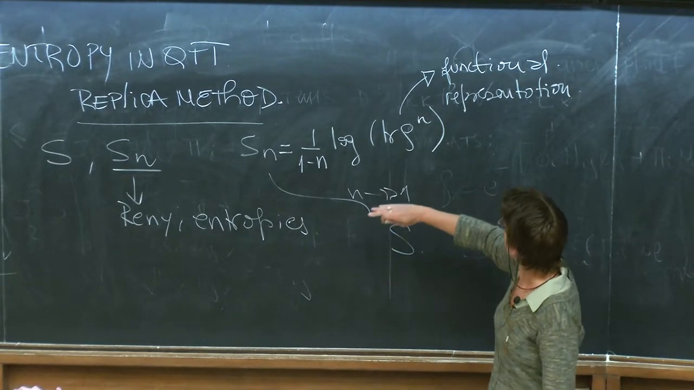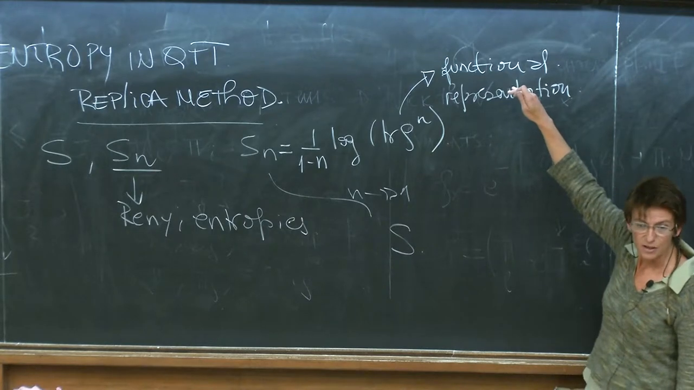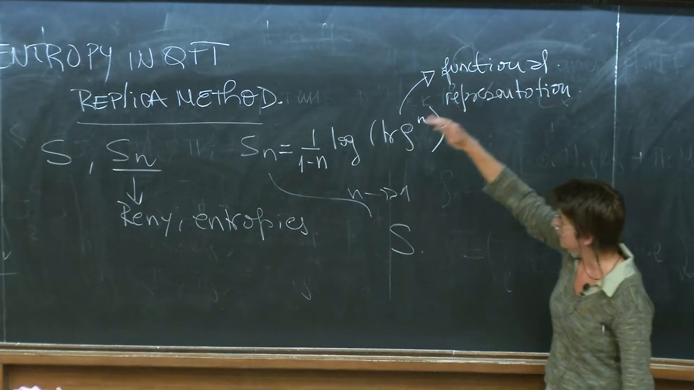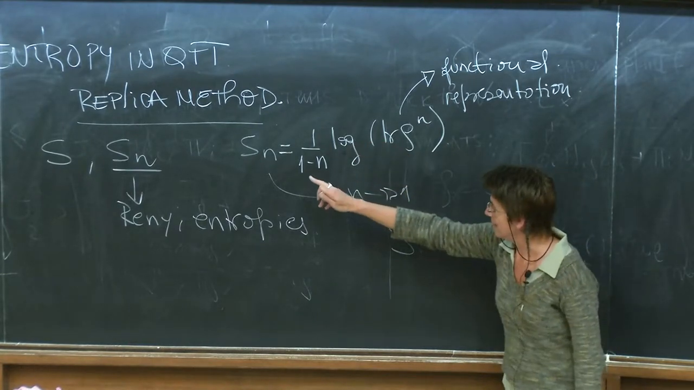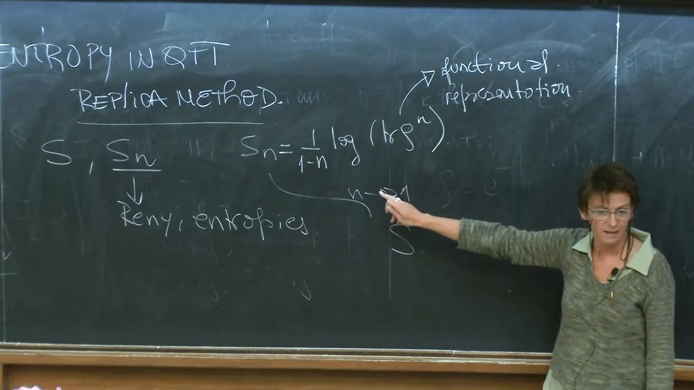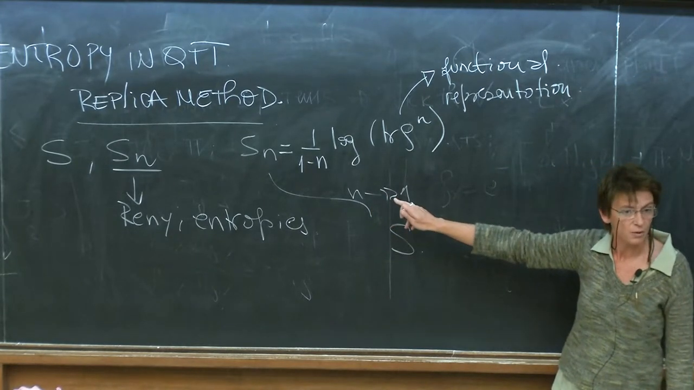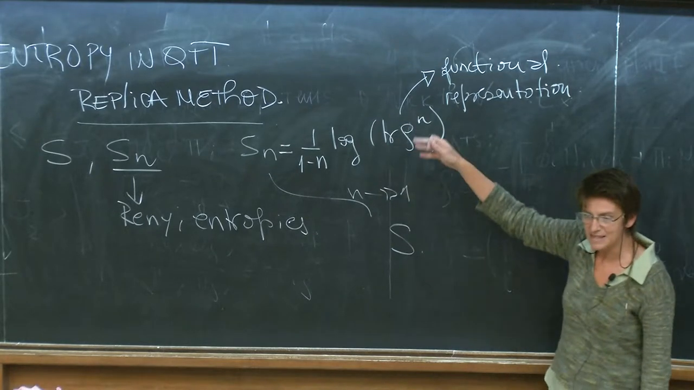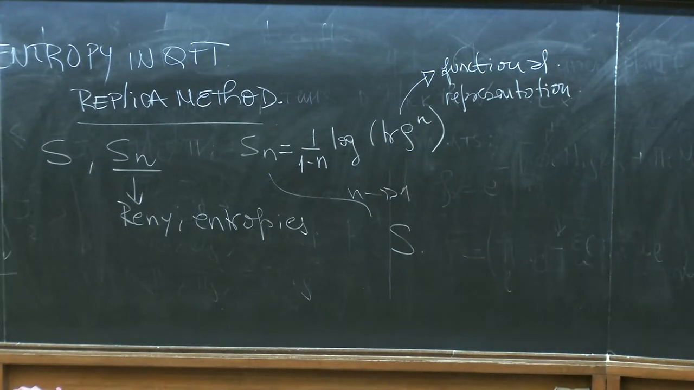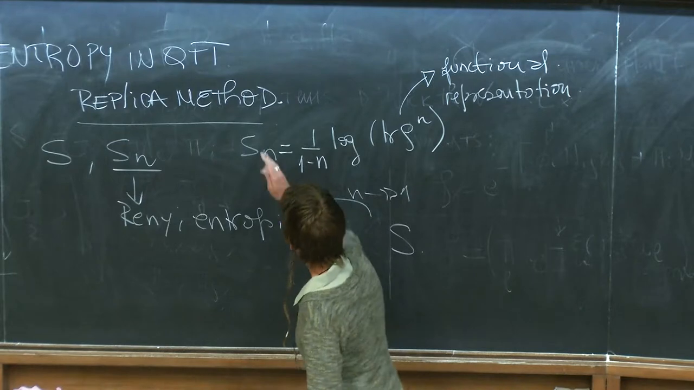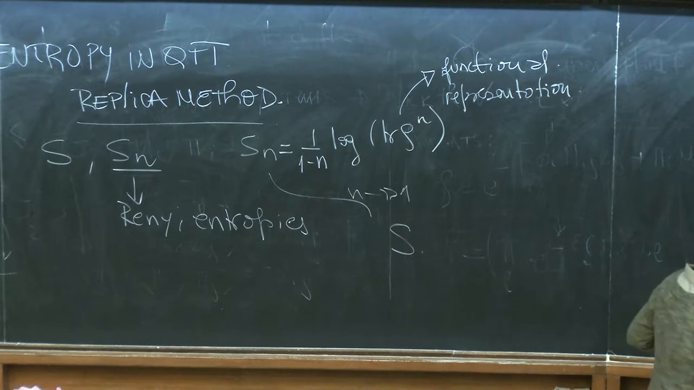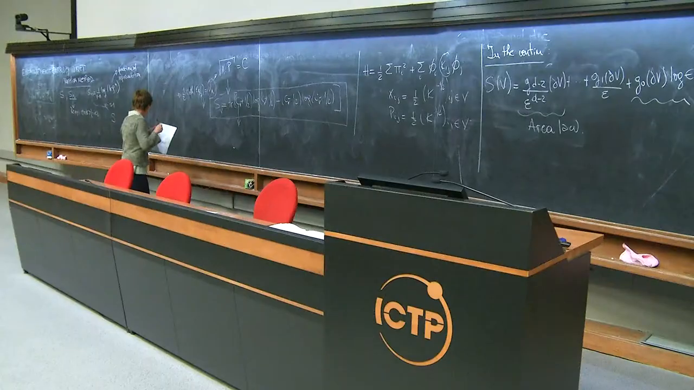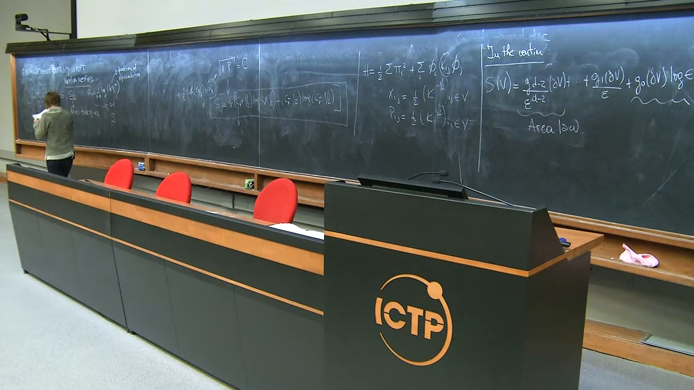Of course, even if we have this functional representation, it can be very hard to calculate the Renyi entropies. But even if you succeed here, you have the second step, which is to take this limit, and that can be very hard also. So in general, this calculation is very difficult. Only in some cases and for some geometries are you able to arrive at the end. So let's see how it works.